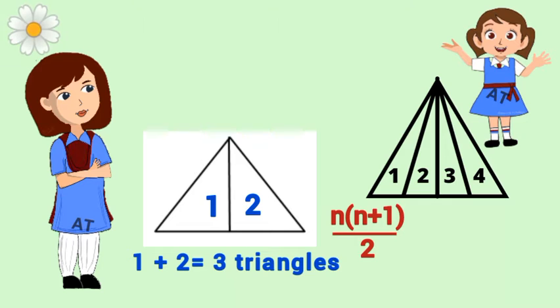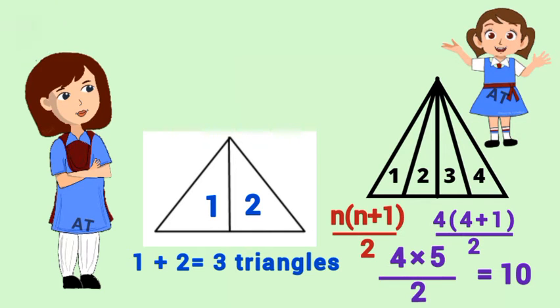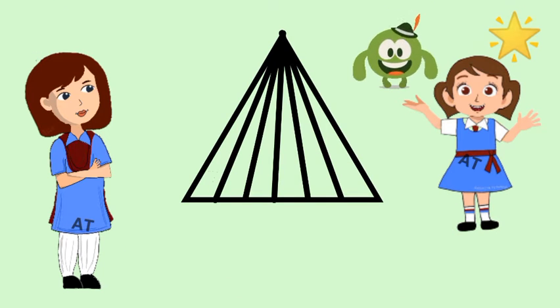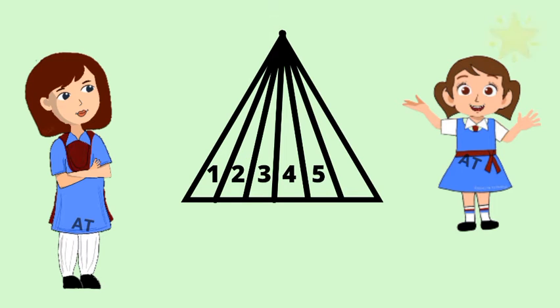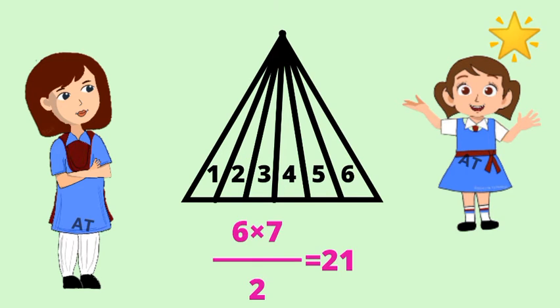We can also use the formula n into n plus 1 divided by 2. Taking 4 as the number of partitions and multiplying it with its successor 5, 4 multiplied by 5 divided by 2 will give us 10 triangles in this figure. Okay, so let me solve this one now. There are 6 partitions in this one big triangle. So 6 into 7 divided by 2 will give us 21 triangles.